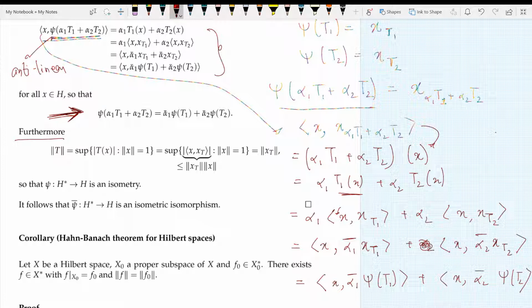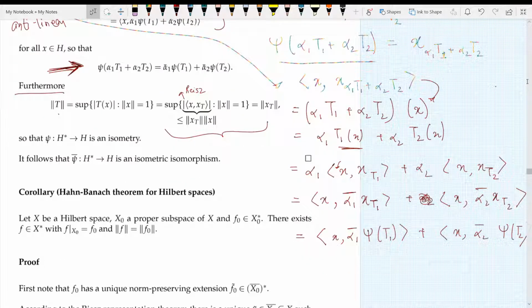we see that norm of t is equal to the sup norm of tx, norm of x equals to 1, which is equal to the sup norm. Now mod of tx is nothing but the inner product of x and xt. That's the Riesz representation theorem. So this is Riesz again, and norm of x equals to 1, and this is equal to norm of xt. So I understand that out of all these steps, you might have a small doubt here, and let's look at this one.